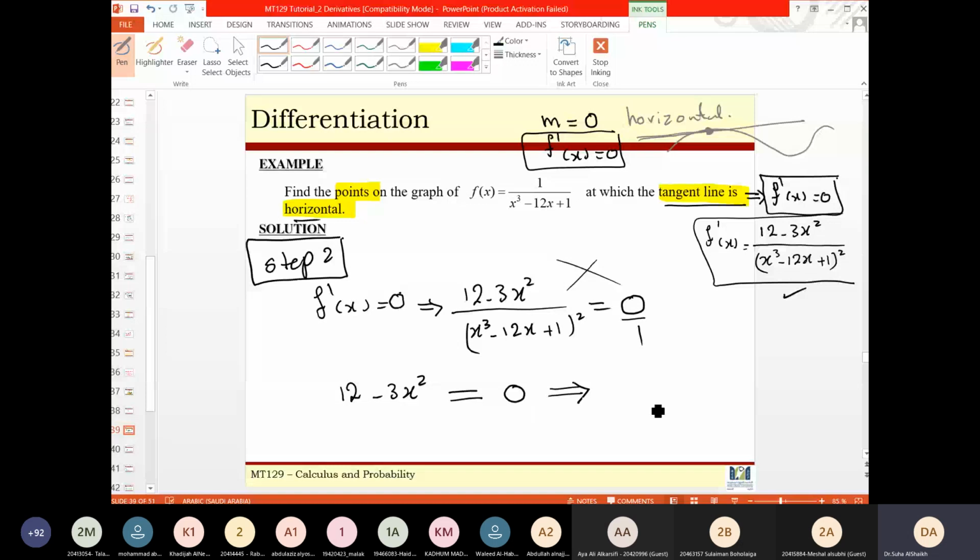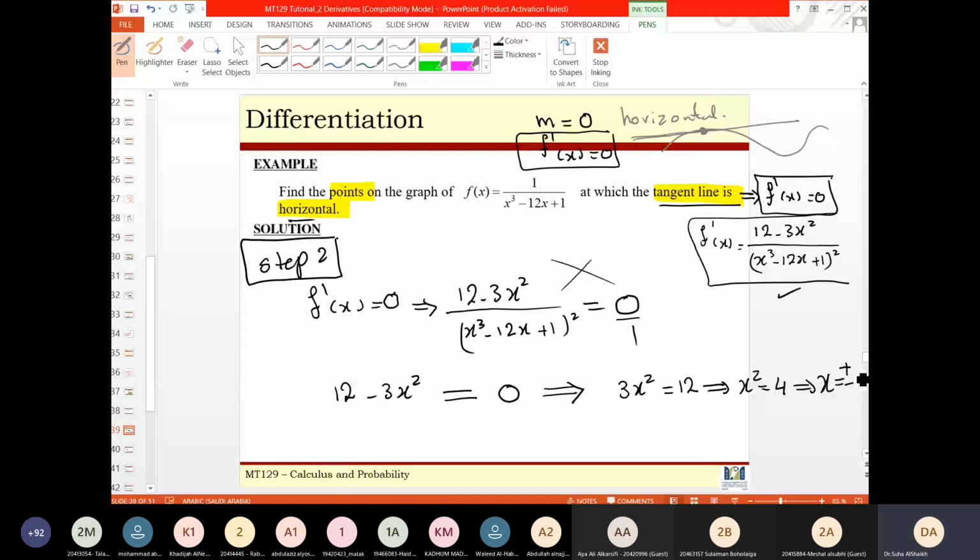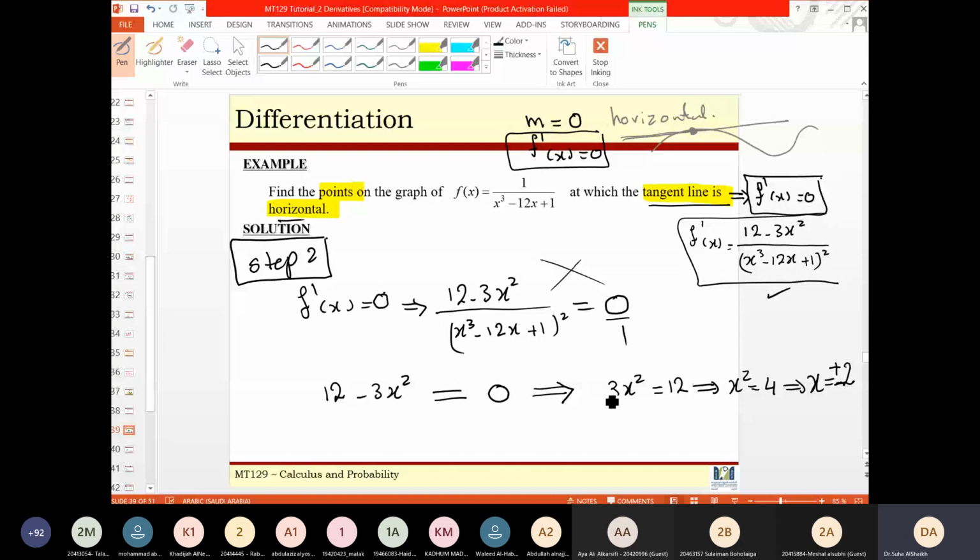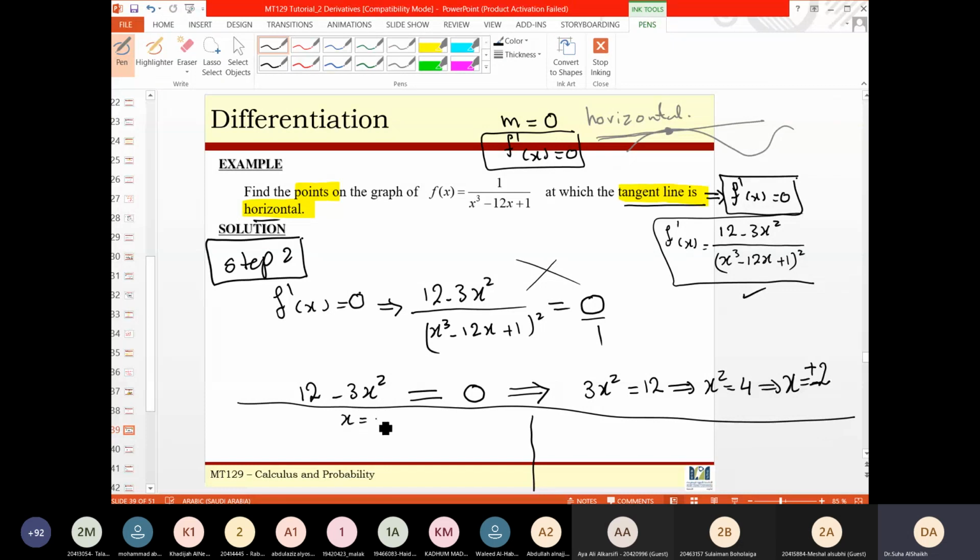This implies 3x squared equals 12. This implies x squared equals 4. This implies x equals plus or minus 2. The x is plus or minus 2. We have two cases here: one time x is equal to 2 and one time x is equal to minus 2. We have to find the y now. How can I find the y? From this.